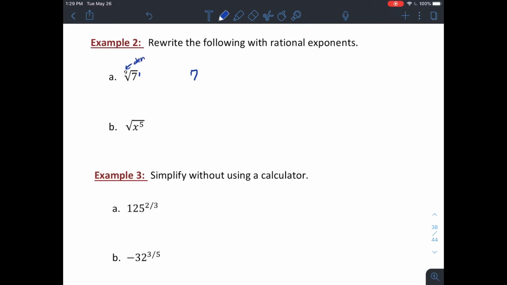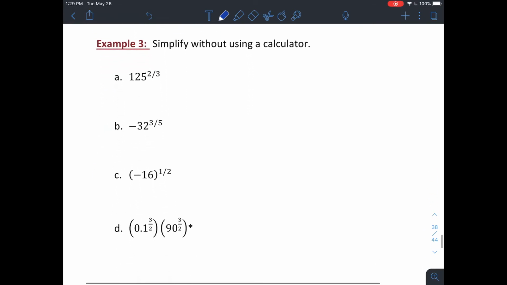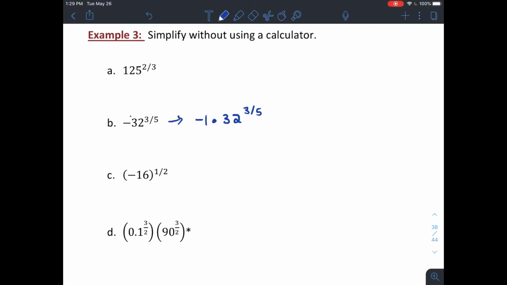This is 7 to the first, and it's inside a 9th root. So this should be 7 raised to the power of 1 over 9. On B, if you don't have an index on your radical, remember it's 2, it's a square root. So this is x to the 5 over 2. I'm going to skip A. On the next one, you have to be a little bit careful because remember that's negative 1 times 32 to the 3/5 power. Order of operations, you're raising your 32 to the 3/5 and then multiplying it by a negative 1.